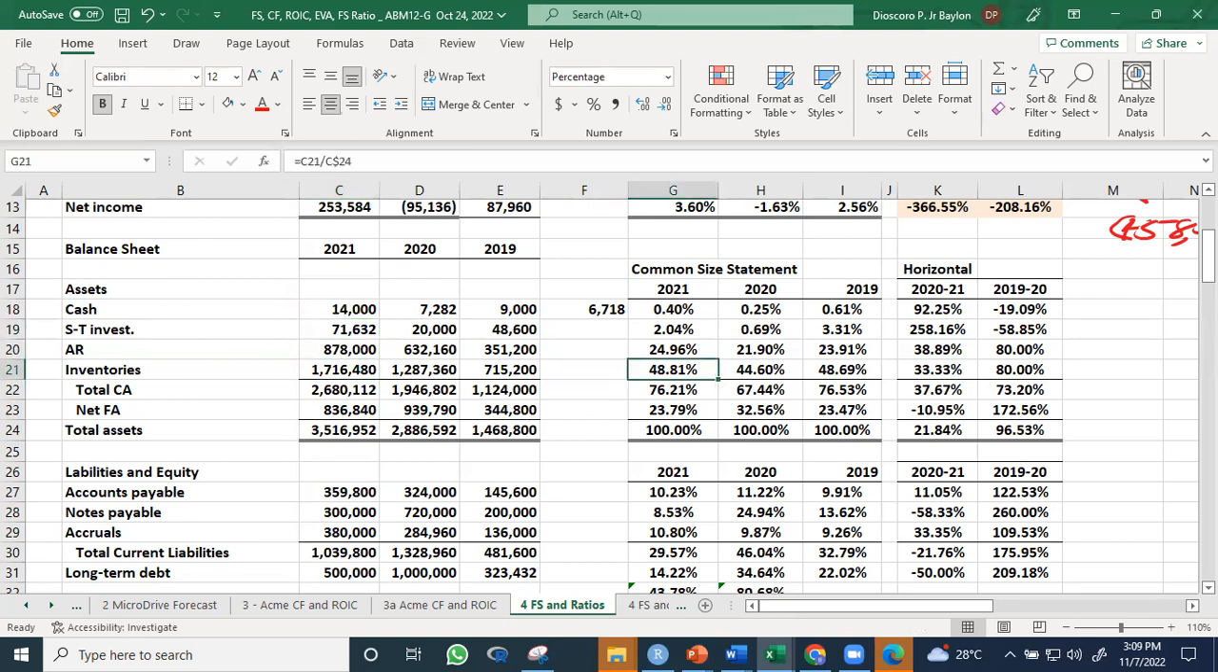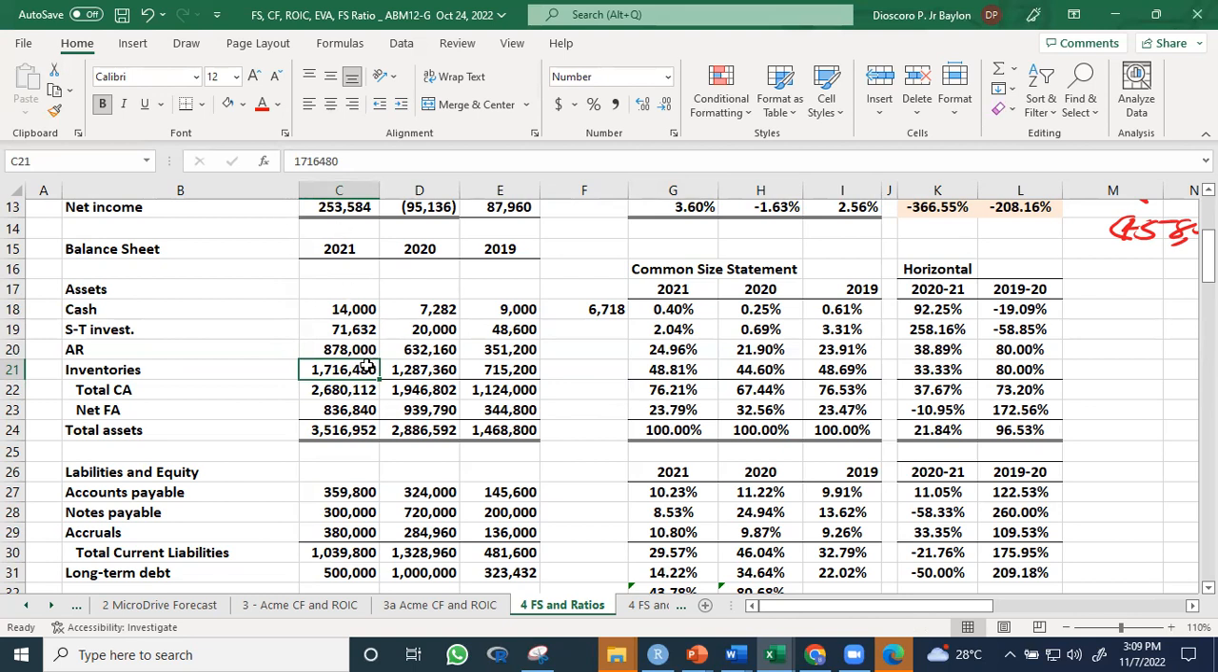Inventories account for 48.81% or 49%. Take note, class, that how I'm discussing this is how I expect you to discuss in your paper. Inventories, 1.7 million, accounting for 48% of the total assets. So we have to have more information about this.